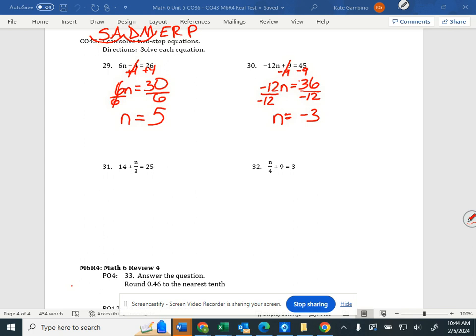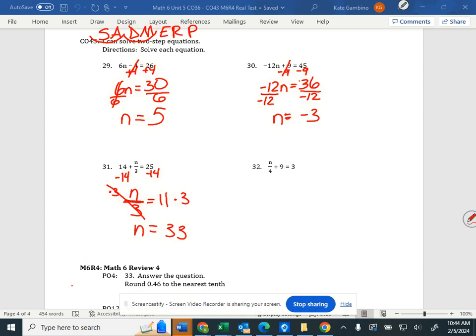All right, here we want to subtract out our 14 first, because we don't want the one with the variable. So we have n over 3. Then we have 25 minus 14 gives me 11. Now, that fraction bar means I'm dividing, so I want to multiply both sides by 3. 3 divided by 3 here gives me that positive n. 11 times 3 gives me 33.